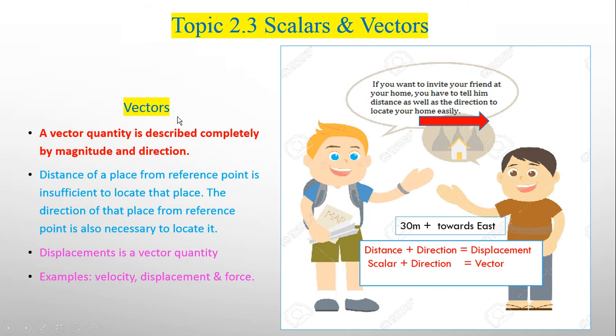Now we will see what vector quantities are. A vector quantity is described completely by magnitude and direction.